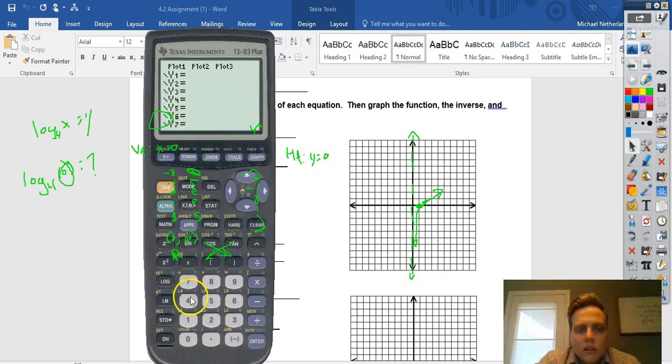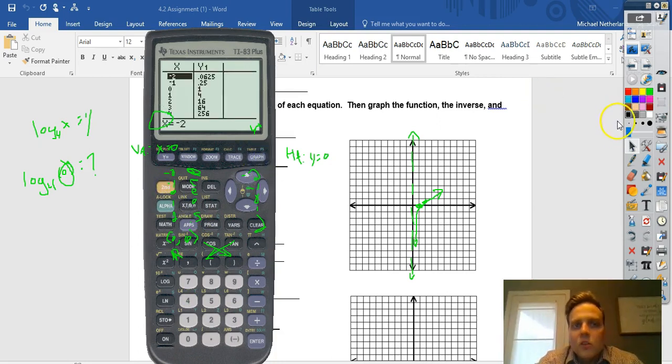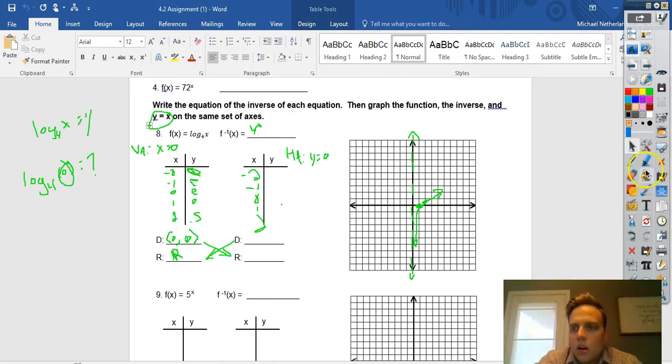Click clear. 4 raised to the x. Second graph. 0.0625 and then 0.25. I gotta get rid of the calculator. Ooh, this video's going long. Sorry, I'll try to speed it up. 0.0625, and then it was 0.25, and then it's gonna be 1, and then 4, and then 16. Okay? So we're gonna plot that.